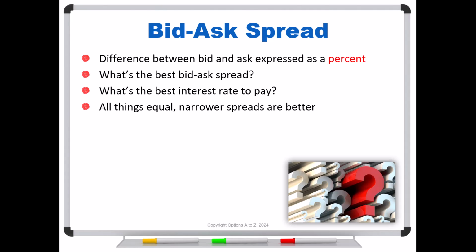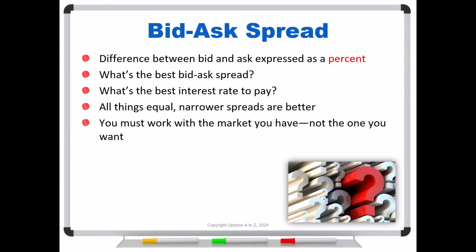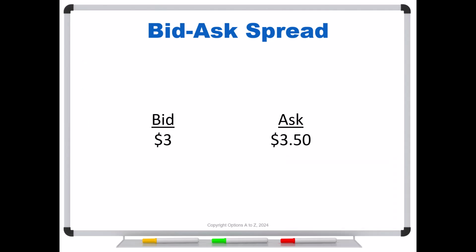So a lot of traders will hear this and they'll say, oh, well, you never trade an option with a bid-ask spread greater than such and such. Well, the problem with that is that you must work with the market you have, not the one you want. The market is the market. There's nothing we can do about it. Sure, there are always ways we can make it better, but that's not within our power. Our job as traders is to say, let's work with the cards we've been dealt, and what are my best decisions given that hand?